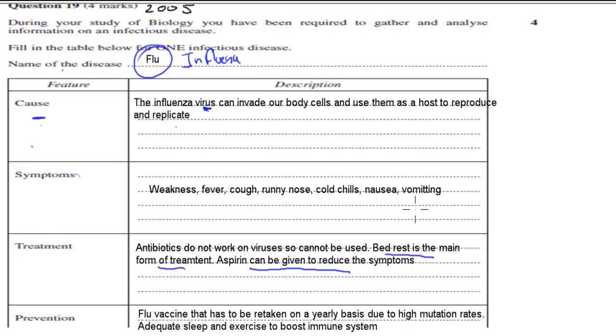And then prevention. Flu vaccines can be taken on a yearly basis, and they have to be taken on a yearly basis because of the high mutation rates in flu viruses. And then for prevention, having adequate sleep, so when you're not tired and when you have enough exercise, that boosts your immune system, which means you're less likely to get this virus or this disease. And also, what you could have written is isolation: stay away from people you think are infected by the flu, and this would be another prevention method.